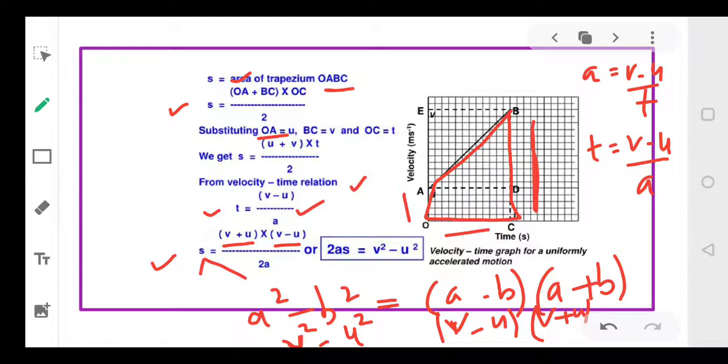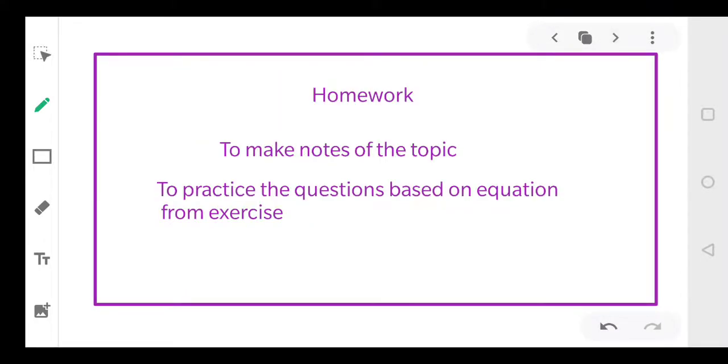Okay. Now let's come to your homework. First of all, make notes of this topic. And then practice the question answers from the exercise, because with this topic we will finish the complete chapter. So you are required to complete all the question answers of your exercise as well. Okay, dear students, so try to complete. And if there is any doubt, you can ask me, right?